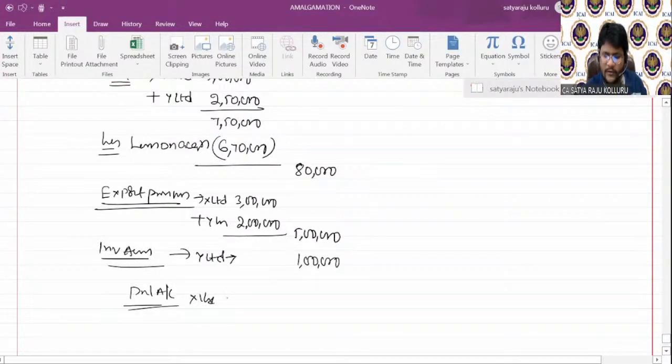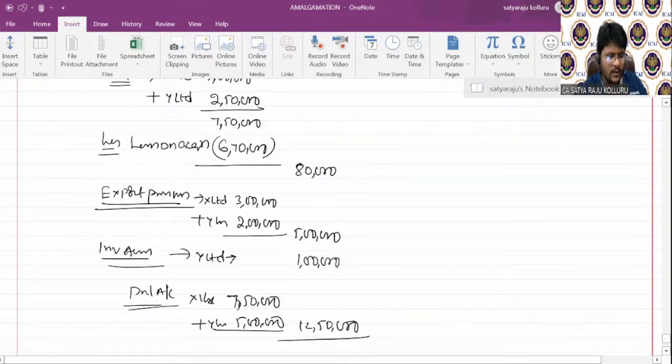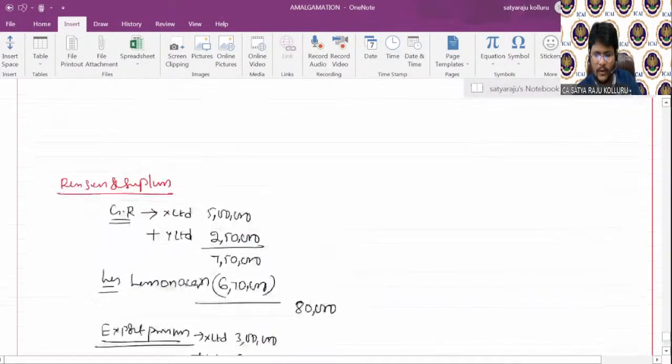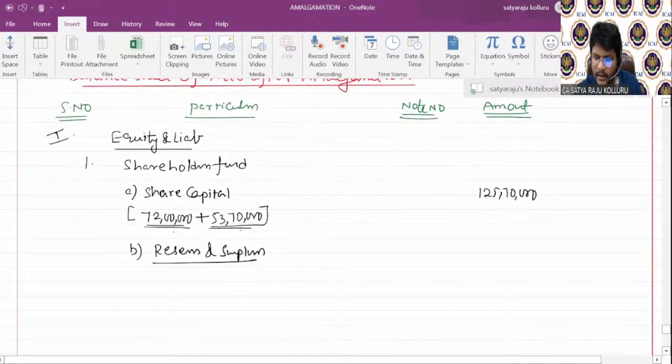So for X Limited, which is how much? 7,50,000 plus Y Limited, which is 5 lakhs. So total is 12,50,000. Now what is the total of reserves and surplus? Can you please make it total here? 80,000 plus 5 lakhs plus 1 lakh plus 12,50,000. So the total of reserves and surplus is 19,30,000. You can put it here, 19,30,000, by giving the relevant note number actually. Okay. So just I'm putting note number 1.